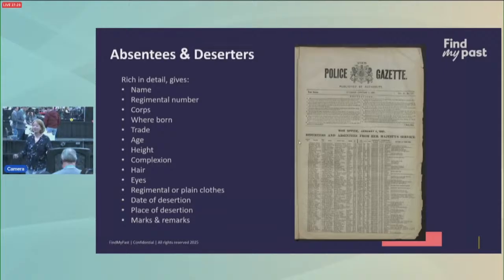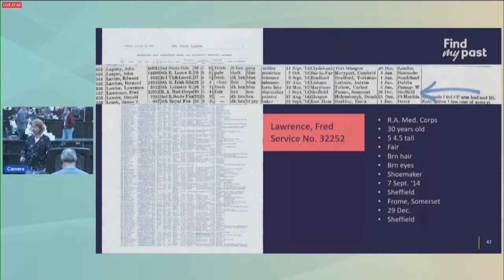It is a published work, right? You can see here the Police Gazette. It's literally a published piece from the War Office listing all of the absentees and deserters from Her Majesty's service. So it goes on for pages and pages.